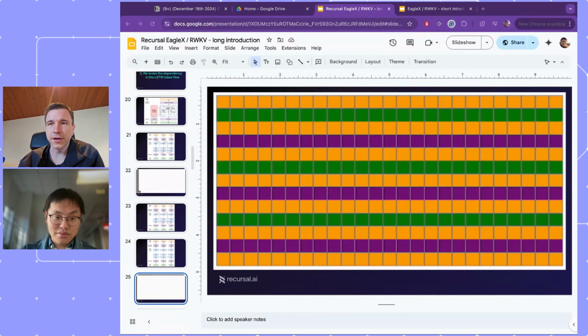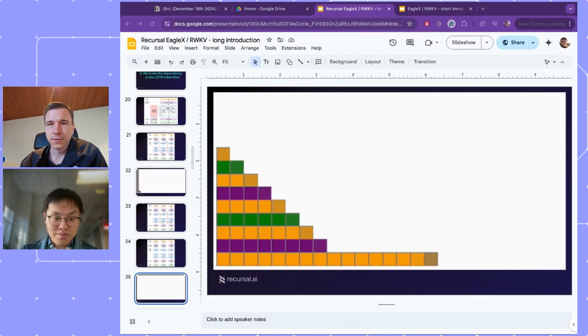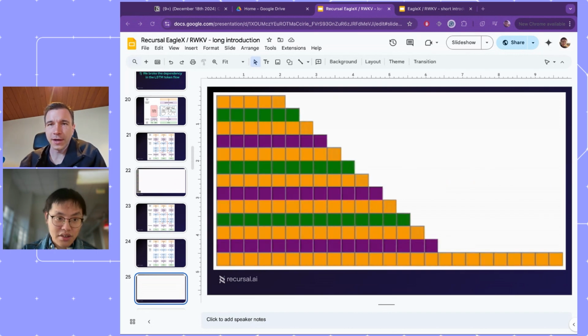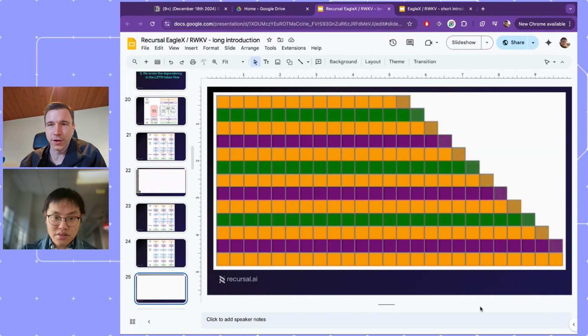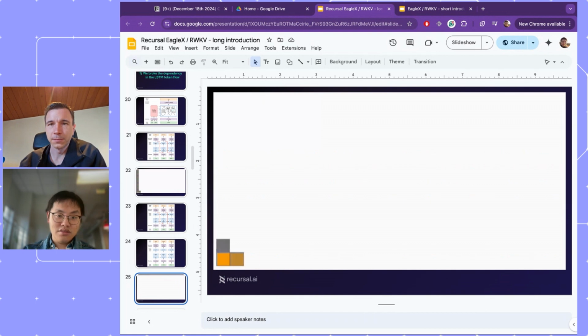Yeah. So here, the x axis is context and the y axis is layers, right? Correct. And the y axis is layers. Yes. Okay. Stop screen.